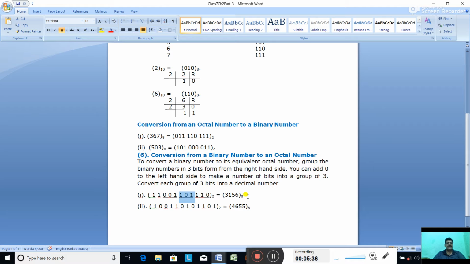Okay, see this 3, see first 3 from right side, second 3, third 3, and see at last there are only 2 digits. So we can add 0 to the left hand side to make the number of bits into groups of 3. So just simply add a 0 here. So now it is 3 digits. You see, now you have got the 3 bit form.